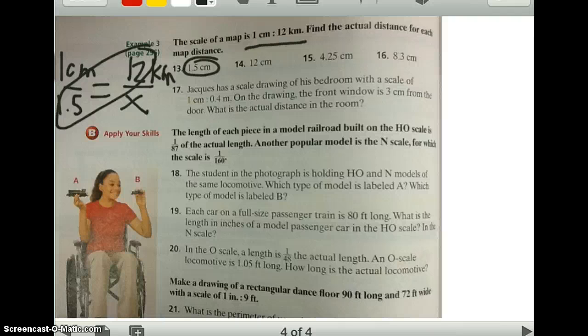If you follow that process, pause the video for a while, I'm confident that you can do 15 and 16 and 14 on your own. So pause it. I'm going to go on to 17.